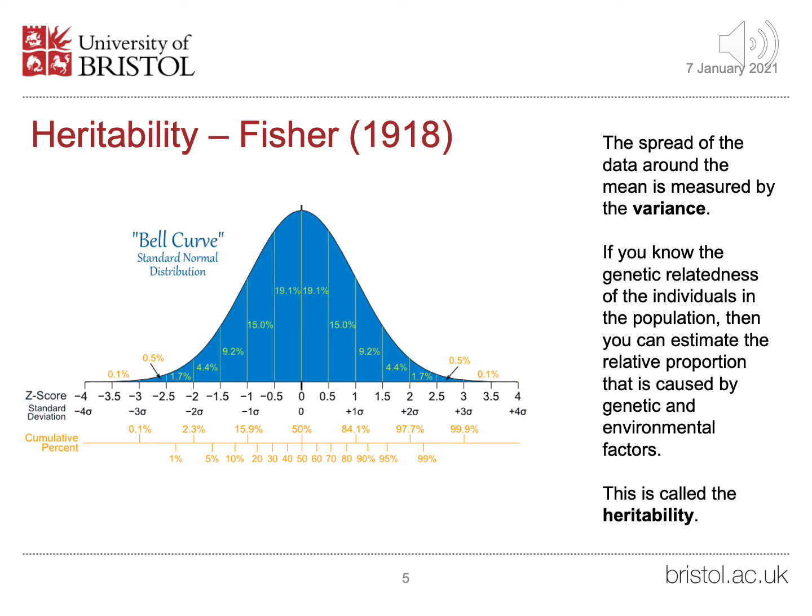Fisher's idea was that it is possible to measure the spread of the population around the mean using the variance. If you know the genetic relatedness of all the individuals within the population, then you can estimate the relative proportion of the variance that's caused by genetic factors, and the remaining variance must be caused by non-inherited factors within the environment. The heritability estimates the proportion of the variance of the population which is due to genetic factors.